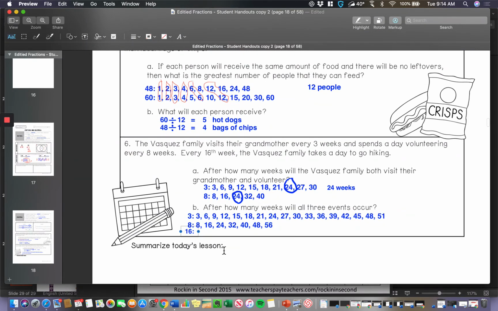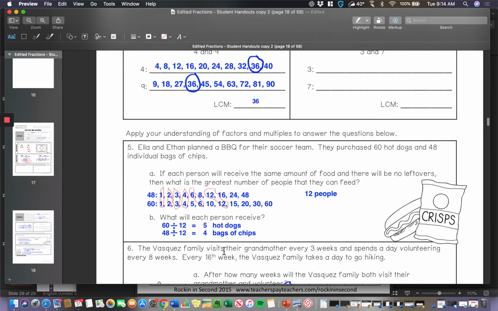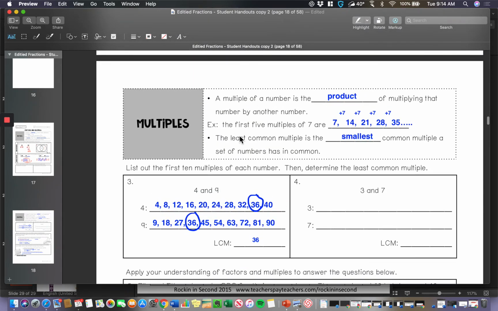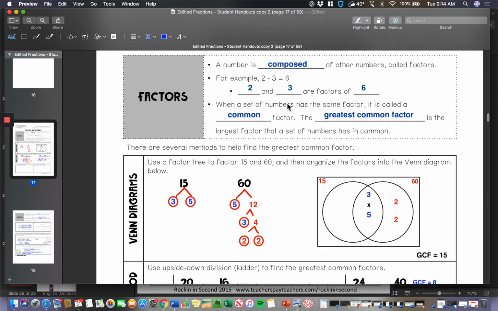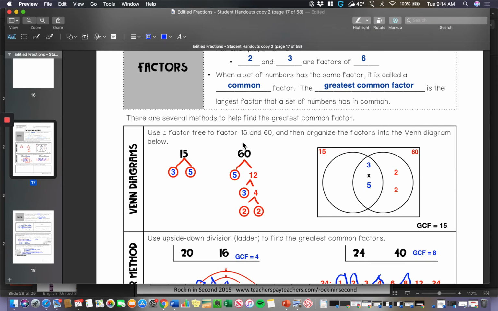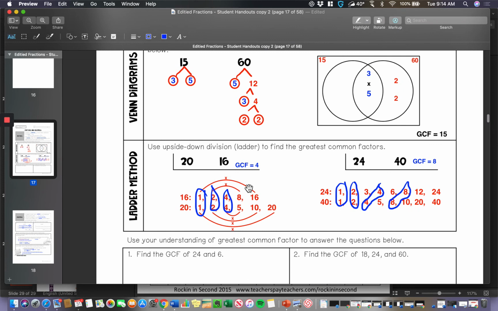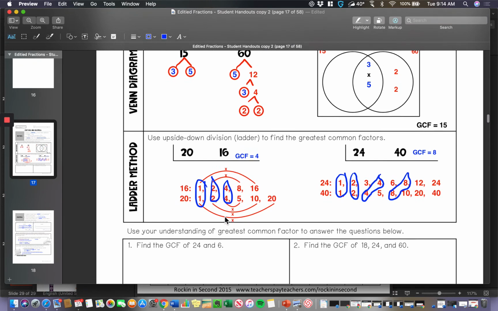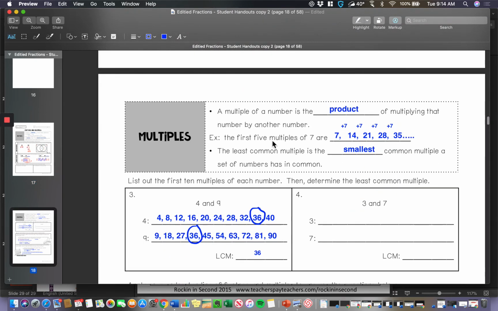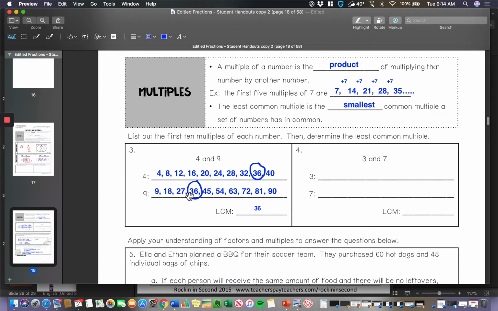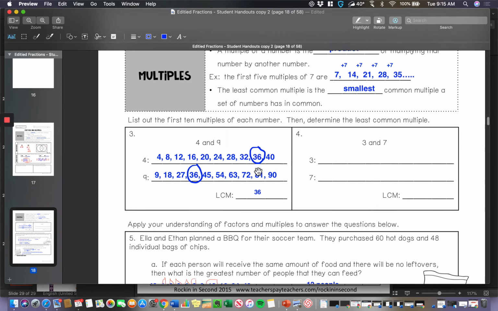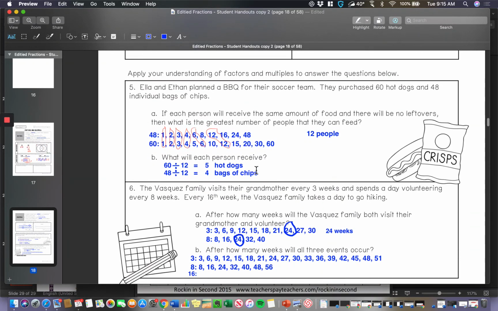So again, if you want to summarize today's lesson, I would take any information from the top about multiples or about factors. Maybe you can describe how to make a factor tree. You can describe the list I described. And for multiples, the same thing. Describe the strategy for finding multiples. You can define what a multiple is. Alright guys, that is the first day of your packet for factors and multiples.